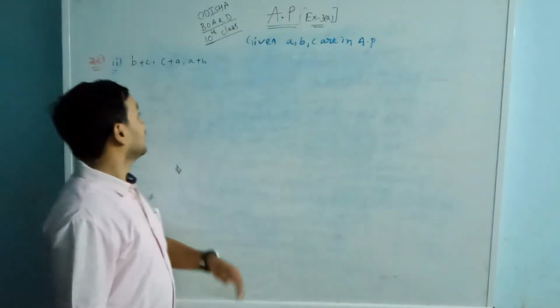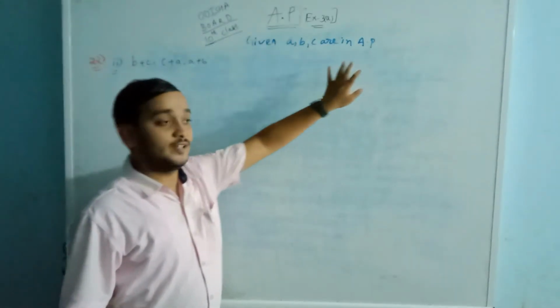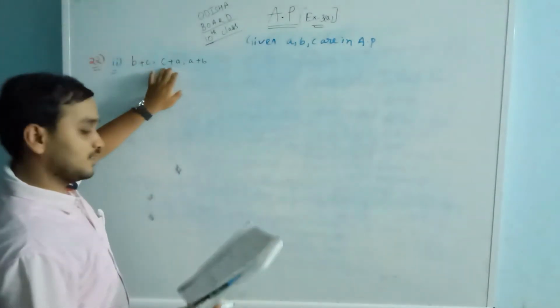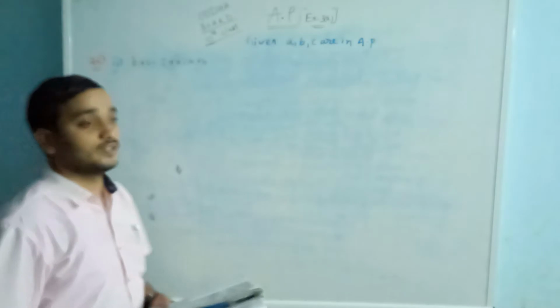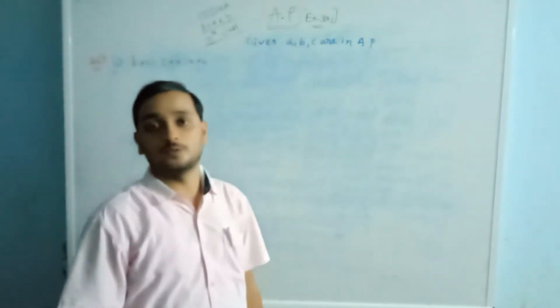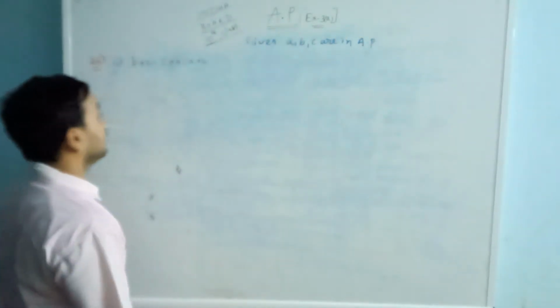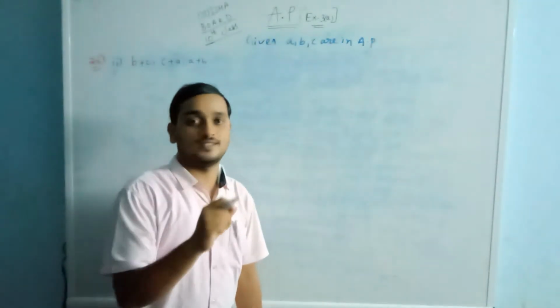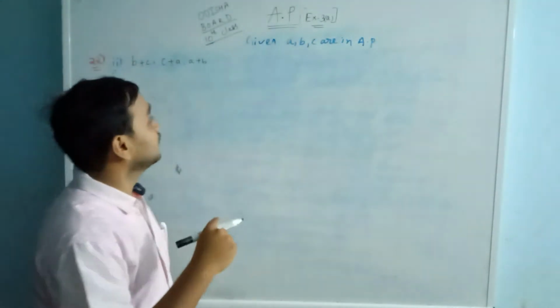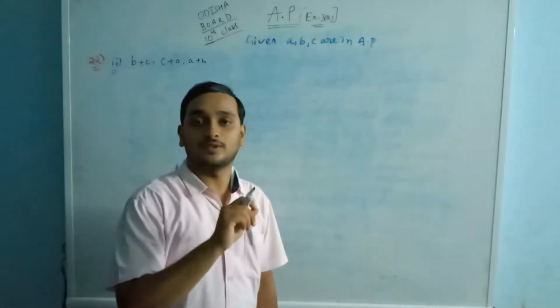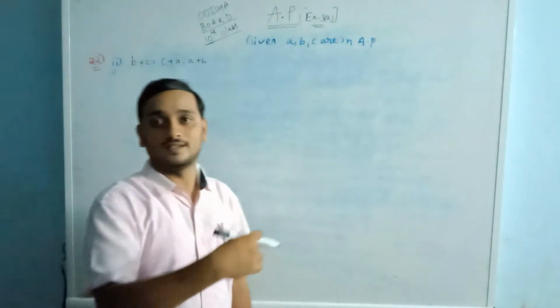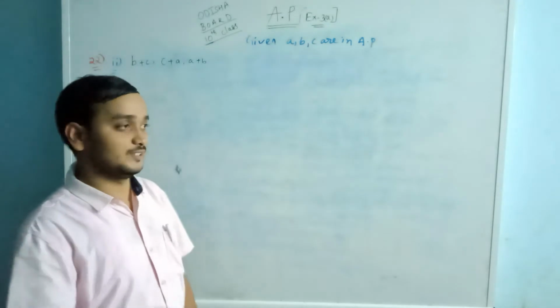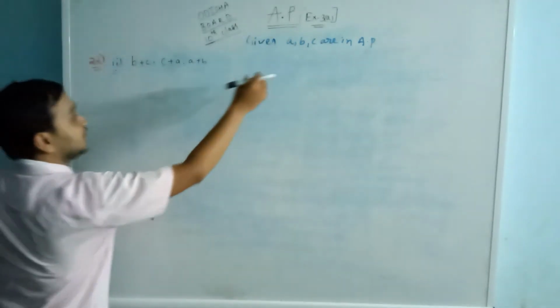Okay, see. Given A, B, C are in AP, B plus C, C plus A, A plus B. These are in AP. We have to prove it. Now, two methods. First, I will do in actual formula. What is the formula of arithmetic progression? That method, and to add subtraction and addition like that method. See, these are in AP.